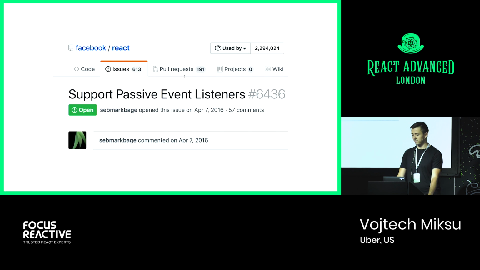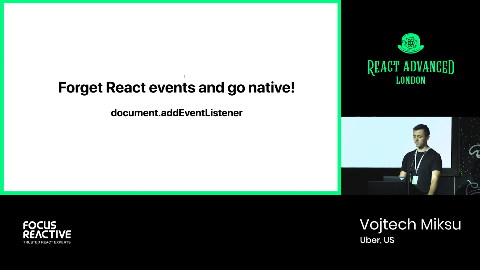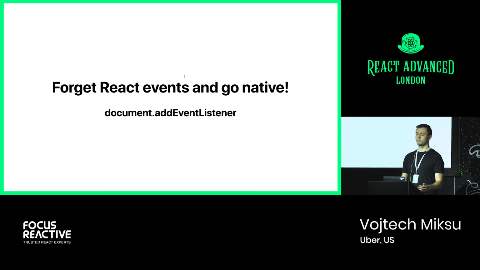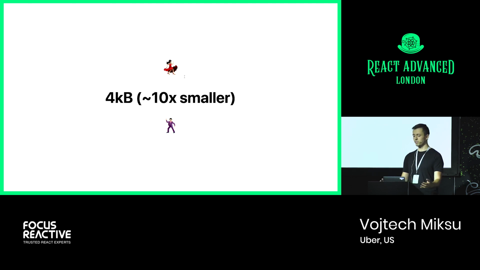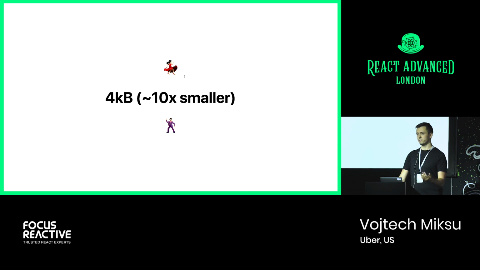Turns out there is still no support to make React events not passive. So what's the final solution here? Forget the React event system and just go native. And what's the conclusion? What's the result of all of this? It's a 4 kilobyte library. So we reached all our goals. It's accessible, mobile friendly, customizable, and it's also 10 times smaller.